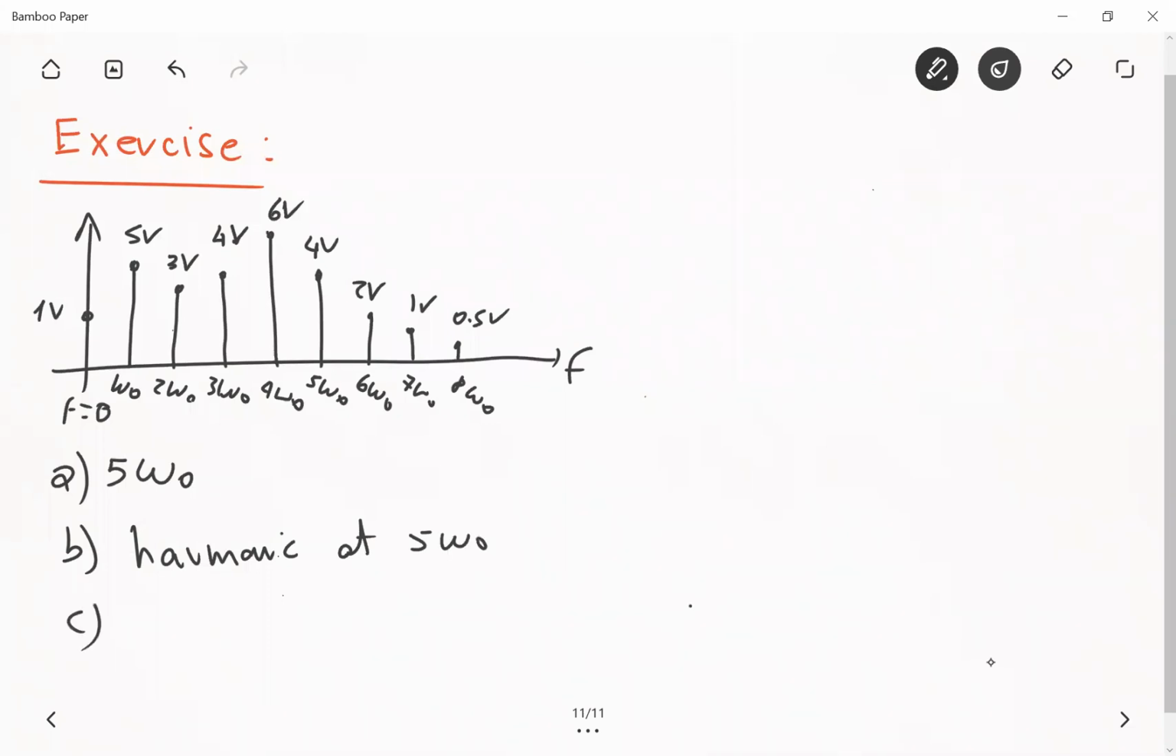What is the bandwidth of the signal? Again, this is a low frequency signal because it starts from zero. And I told you that the bandwidth of a signal goes from zero until the most significant harmonic that you see in the plot. In this case, you can see the most significant harmonic is at eight omega zero.